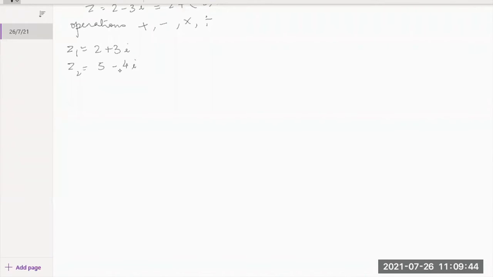Okay. Now, you remember in algebra, when you were adding, you used to follow the concept of the like columns. So here also, they are in the like terms form column over here. So therefore now, Z1 plus Z2 can be written as 2 plus 5, 7, plus 3 and minus 4 will give you minus 1, and this is i. Now again, this can be written as 7 plus minus 1 times i.